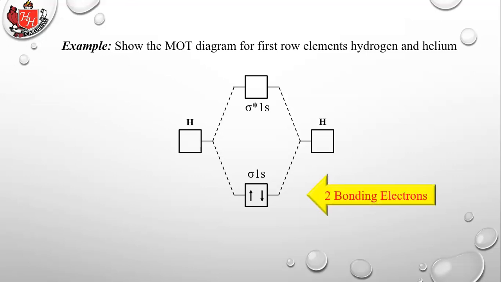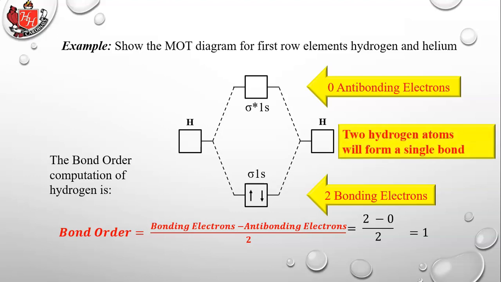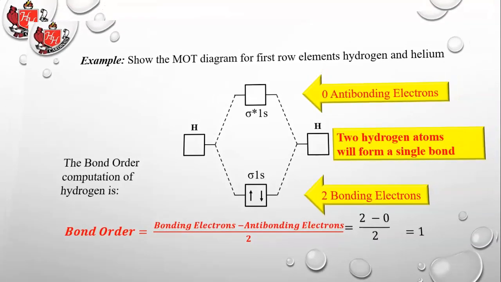So there are two bonding electrons, and up at top, there aren't any antibonding electrons. So the bond order is going to be the bonding minus the antibonding divided by 2. That's going to be 2 minus 0 divided by 2, which equals 1. So that means hydrogen does bond because it has a positive number for bond order, and that bond is going to be a single bond. So two hydrogen atoms will form a single bond. This is not very hard. Let's see about helium.